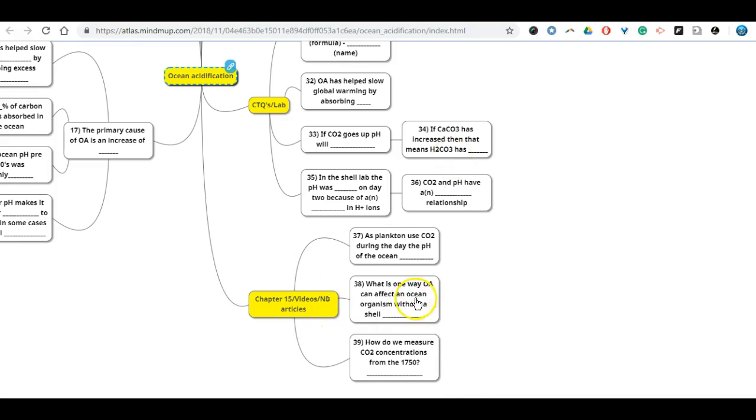Number 38, what is one way ocean acidification can affect organisms without a shell? This comes from your article. So this one I'm not going to tell you. I want you to look at article number 4. And then how do we measure CO2 concentrations from, let's just say, the 1750s or before the 1800s? We measure it using ice core data.